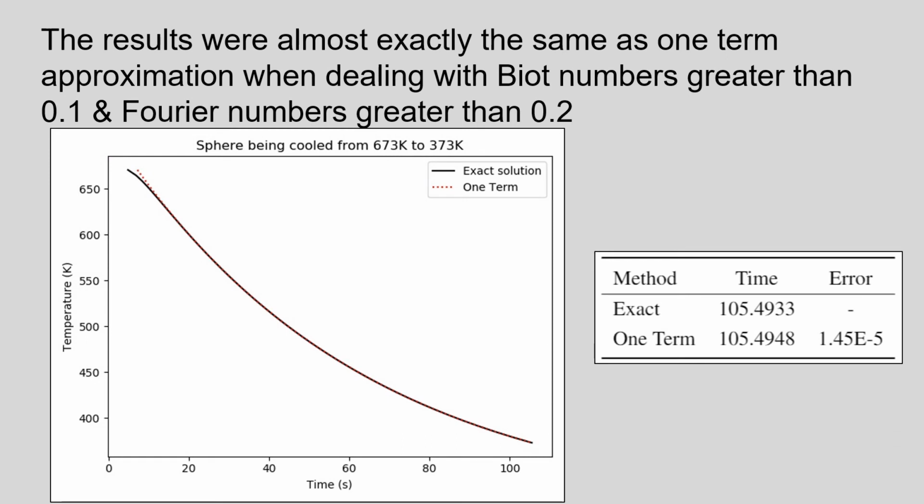Additionally, when dealing with Biot numbers greater than 0.1 and Fourier numbers greater than 0.2, a one-term approximation is an acceptable solution. As we can see when compared to the exact solution, we have visible error near the beginning of the chart. But as time progresses, it becomes hard to differentiate between the exact and one-term solutions. Using the time it took to reach the final temperature, we're able to see that we do have negligible error between these two solutions.